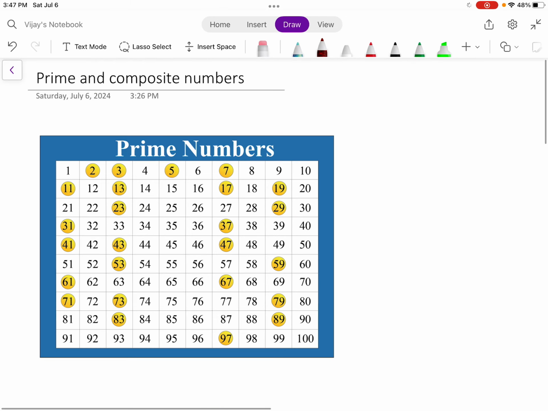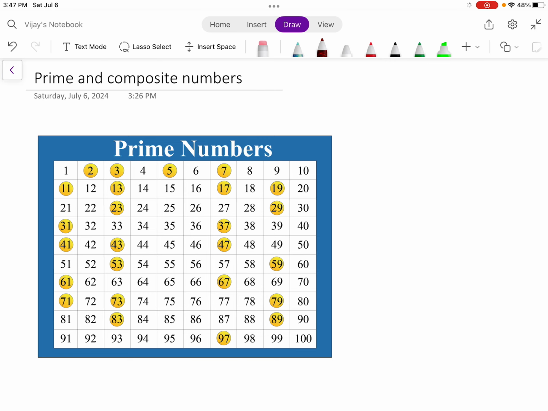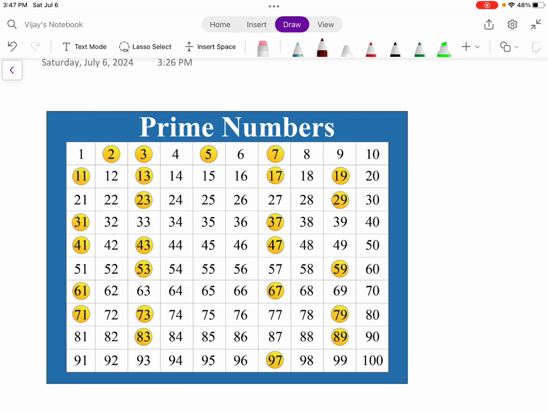Now let me take the first 100 natural numbers. In this picture you can see the first 100 natural numbers, from 1 till 100. The numbers highlighted in yellow are prime numbers. As I already told you, 1 is neither a prime nor a composite number. Let's start from 2: 2, 3, 5, 7, 11, 13, 17, 19, 23, 29, 31, 37, 41, 43, 47, 53, 59, 61, 67, 71, 73, 79, 83, 89, 97. These are the prime numbers in the first 100 natural numbers.